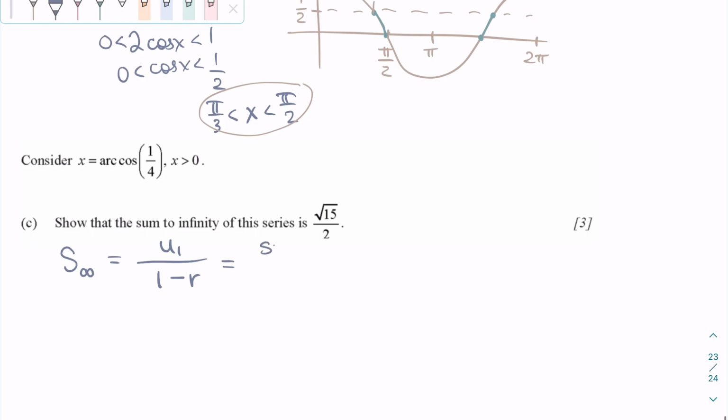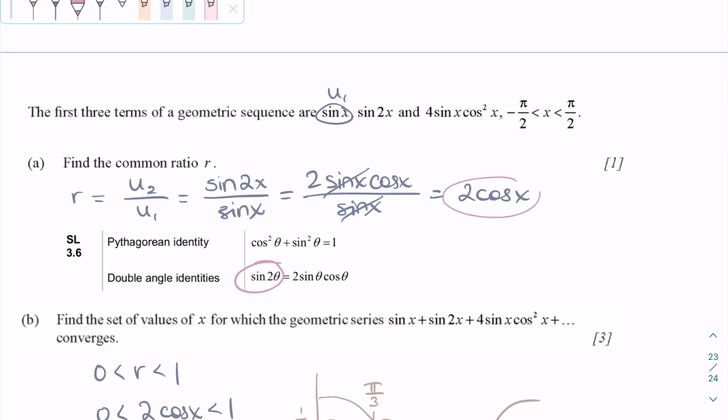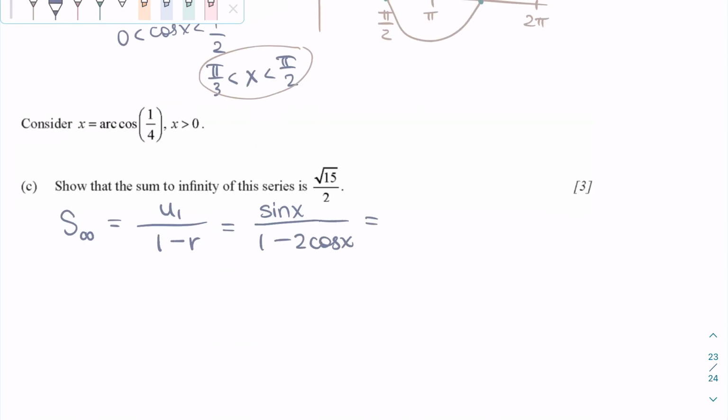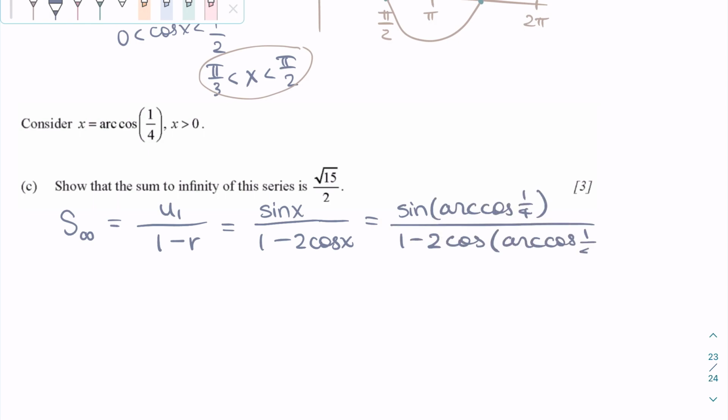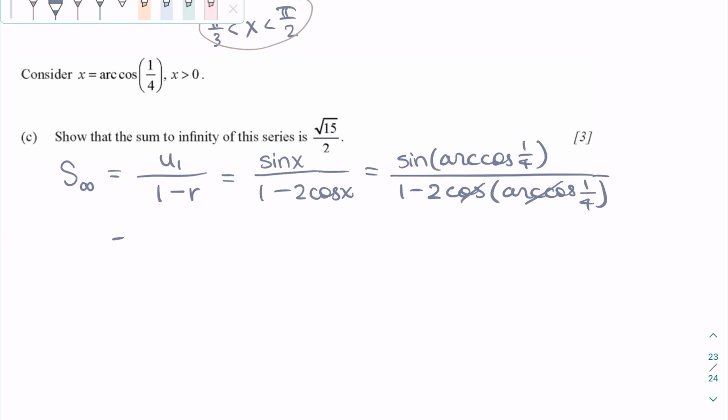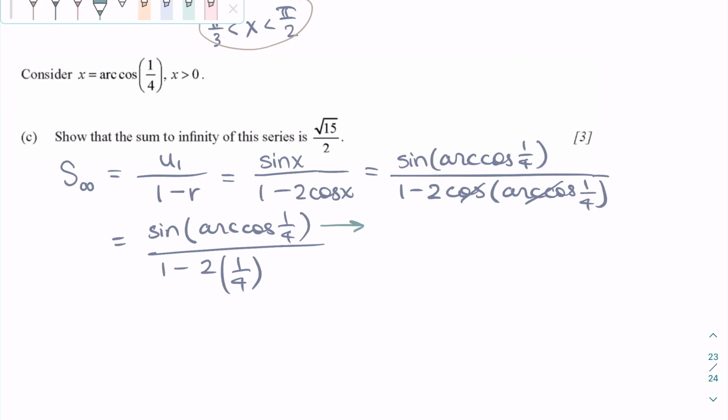We can use sine x as u1 and 2 cosine x for r. We then substitute arc cosine 1/4 into x, and now we simplify. The denominator simplifies pretty easily because cosine is the opposite of arc cosine, but the numerator is a bit more difficult. We can try rewriting sine as square root of sine squared.